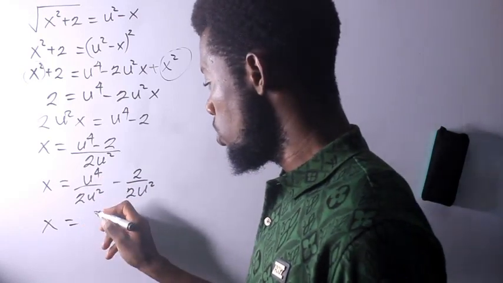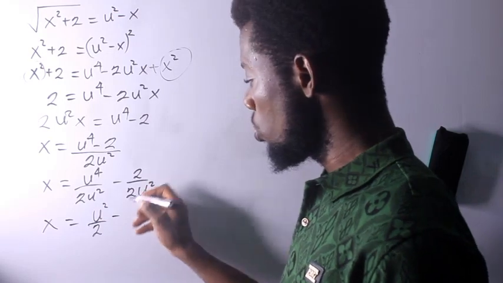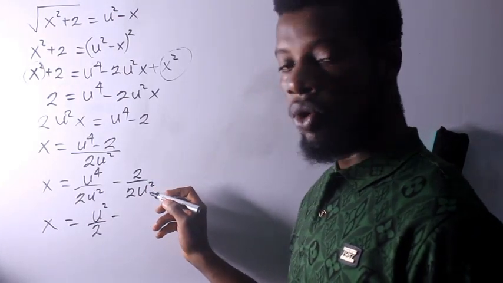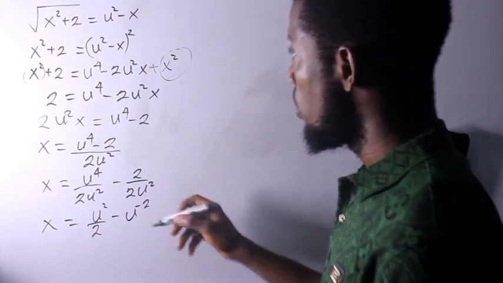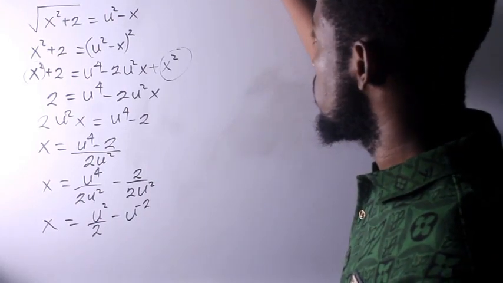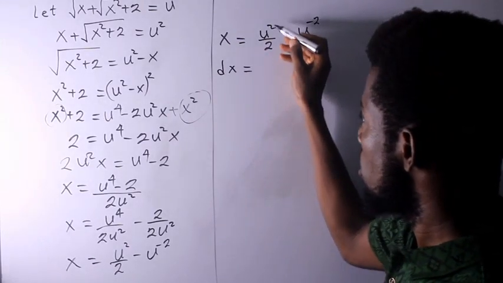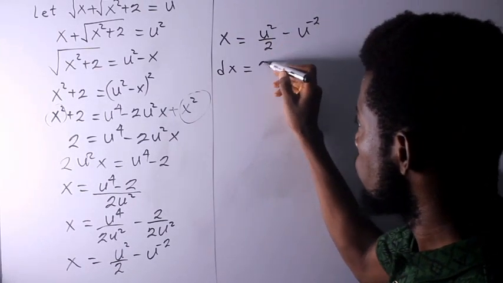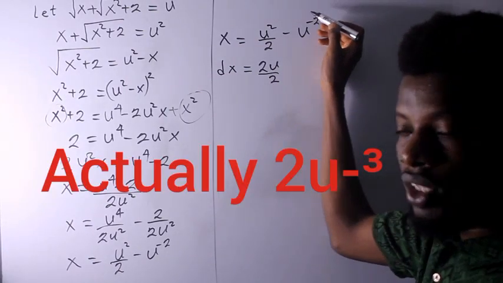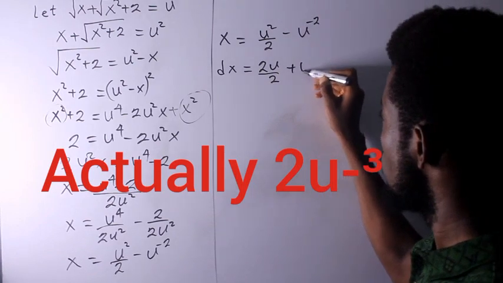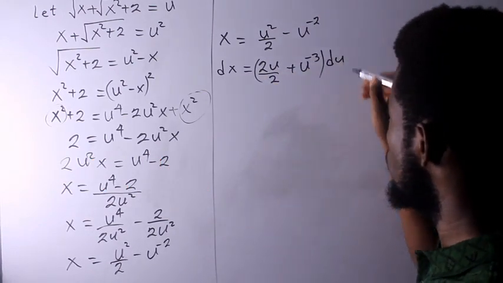So this will be u squared over 2, and then minus 2 and 2 cancel out. This u squared goes in the numerator, it becomes u to the power of negative 2. Now at this junction, we can start to differentiate. If we differentiate x, we have dx equals, if we differentiate this, we have 2u over 2. This negative 2 times this negative is positive u to the power of negative 3, and this is du.